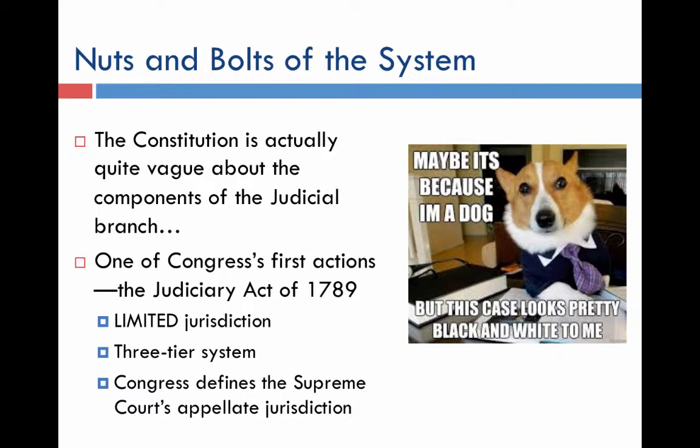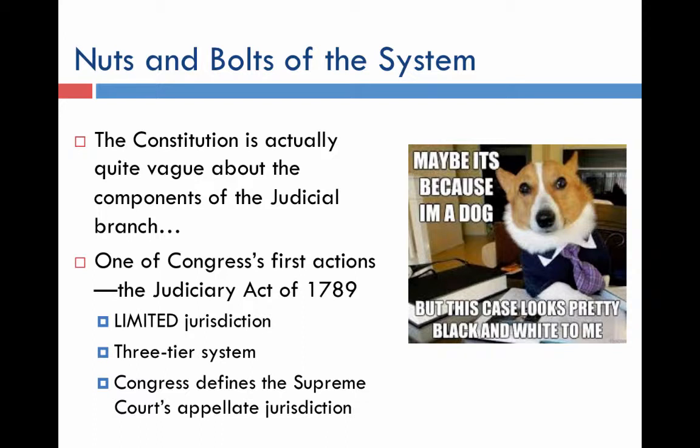So one of Congress's first actions was the Judiciary Act of 1789 to set up the system of jurisdiction of the federal courts and just the court system as a whole. So some things to remember that come out of the Judiciary Act of 1789. First, federal courts have limited jurisdiction. That means they can only hear certain cases. They cannot hear every case.